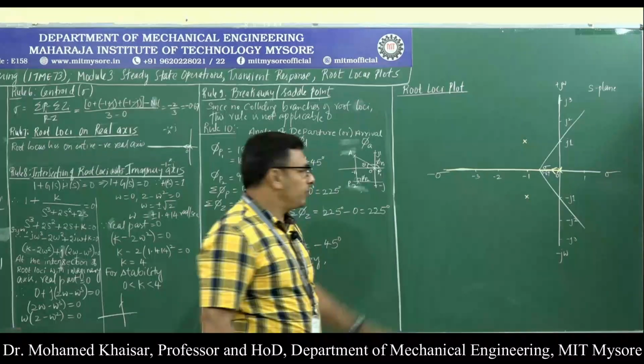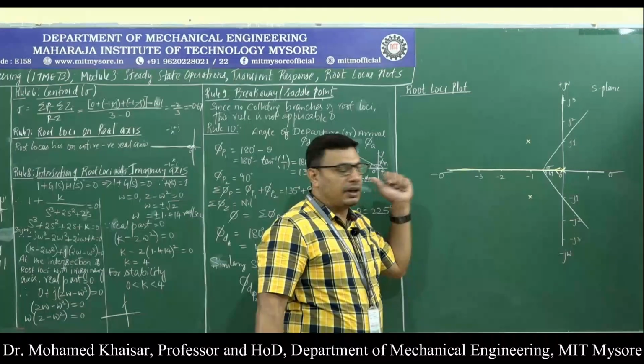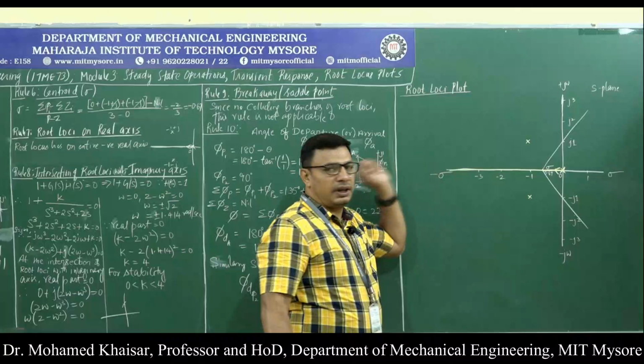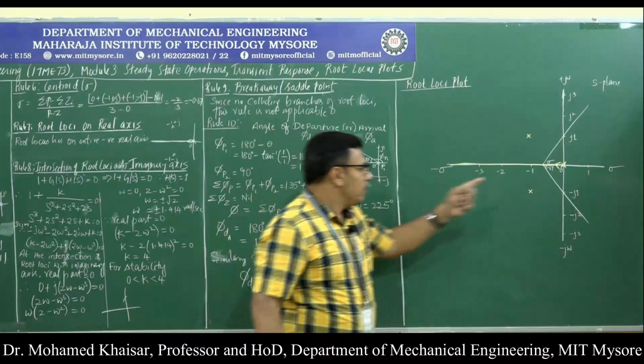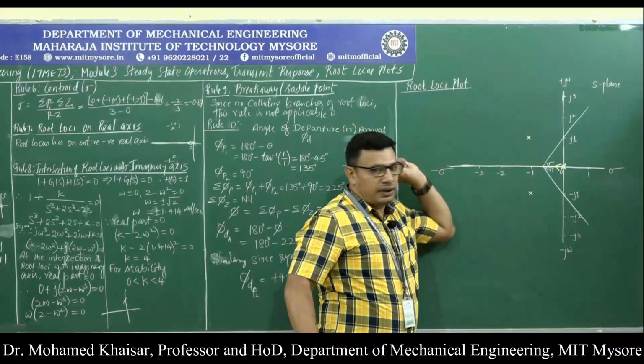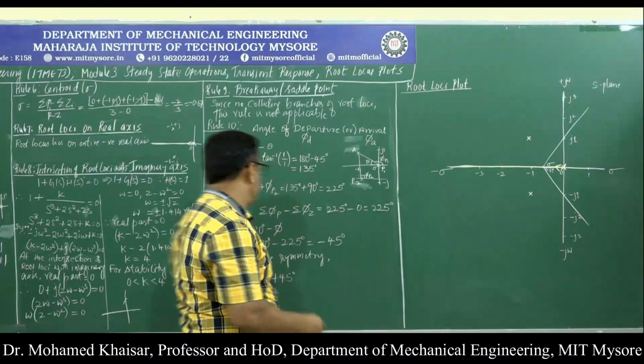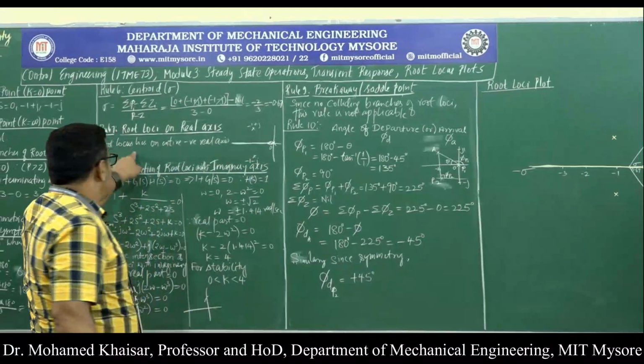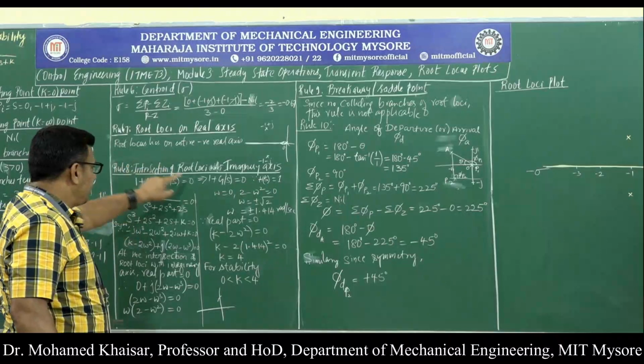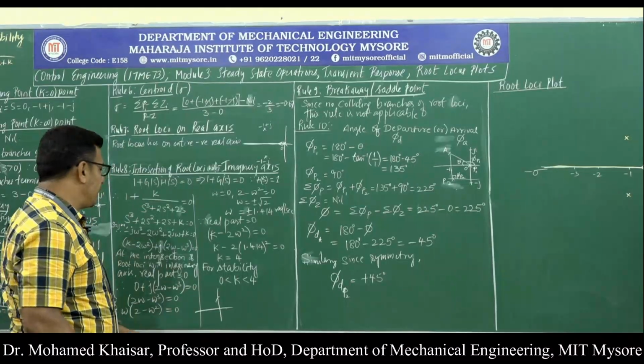And till when does it go? On the entire negative real axis means it goes on till infinity. So we can conclude that already one branch of root loci is terminating at infinity. Then after rule number 7, rule number 8: intersection of root loci with the imaginary axis.